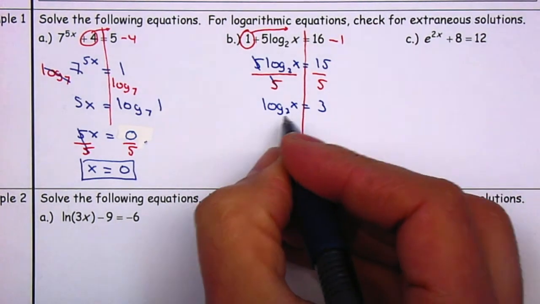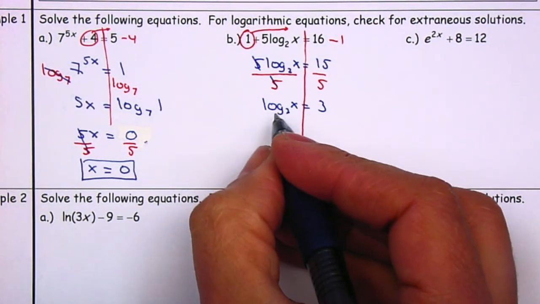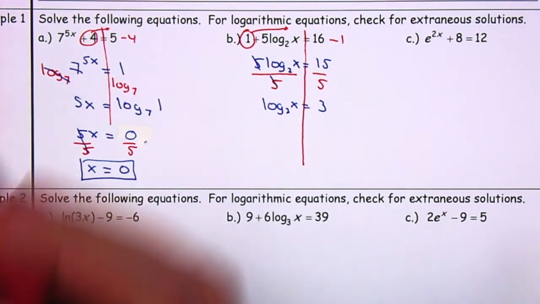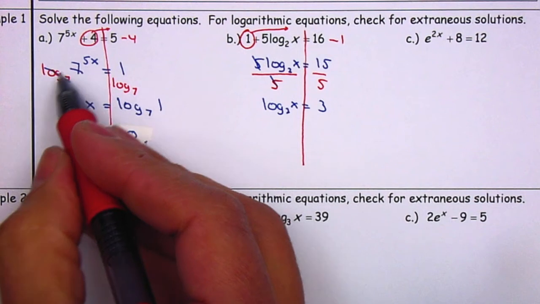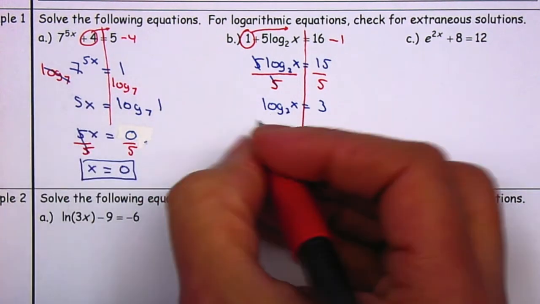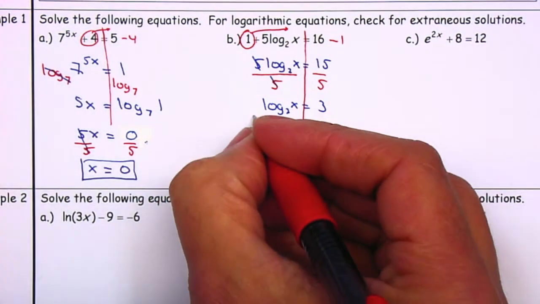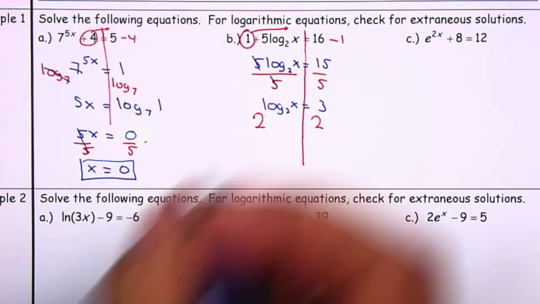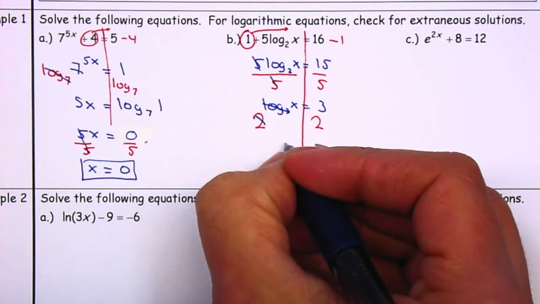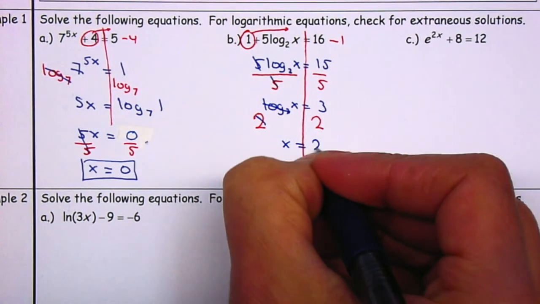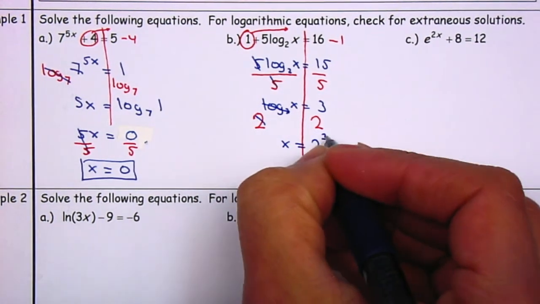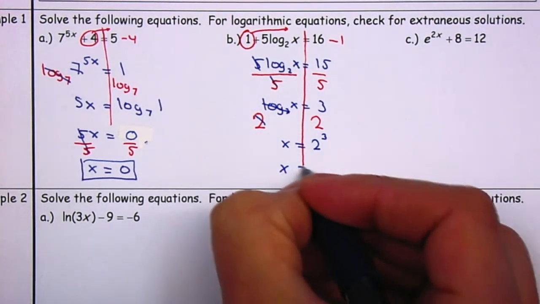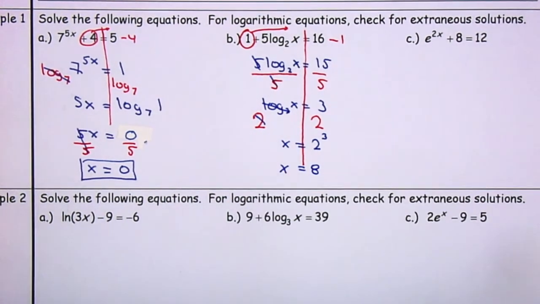Now, to leave the x by itself, I want to get rid of the log. The opposite of a log will be a base. Same thing that we did here. The opposite of a base is a log. So I'm going to exponentiate. I'm going to make a big base on both sides. That will cancel. We have x is equal to 2 to the third power. 2 to the third power will be 2 times 2 times 2, which is equal to 8.